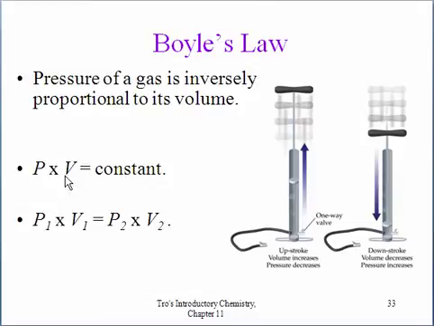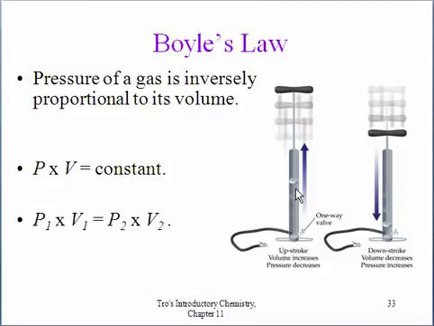Now, pressure times volume for a given system, so if this was closed, if the gas was not allowed to leave here, this would be considered a system. The pressure times the volume at one point in time is going to be equal to the pressure times the volume at another point in time. So here, as long as we're not letting the gas escape, the pressure at this point times the volume at this point is going to be equal to the pressure times the volume at this point.